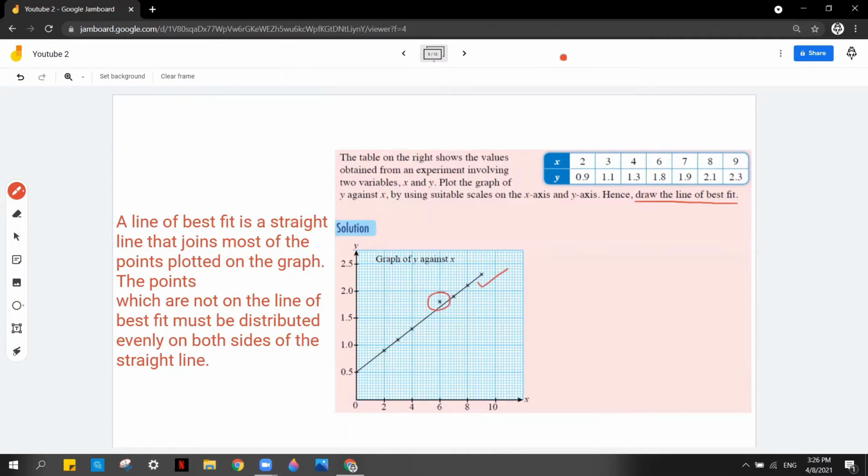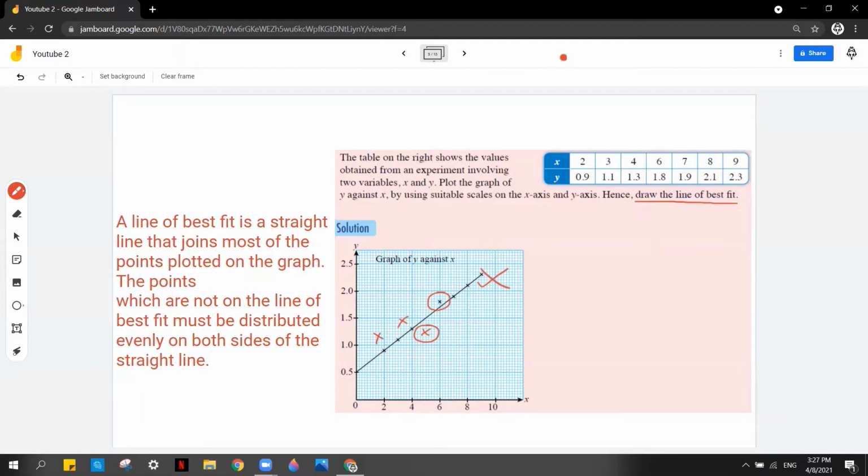It's just one data point off the actual best fit, but you can go up to a tolerance of 2 data points. If you have a situation where there are 2 or 3 data points on one side and only 1 data point down here, then this is not a best fit line. You need to draw the best fit line again. Please take note of that.